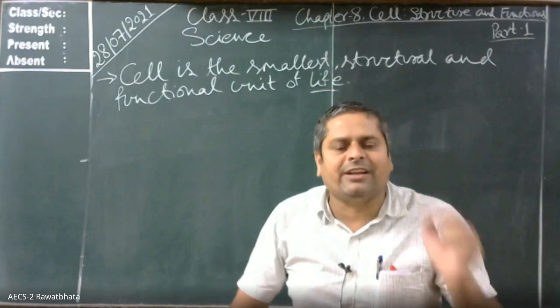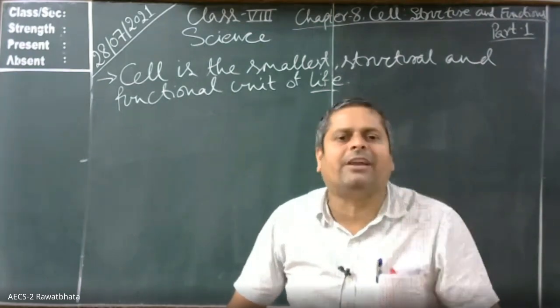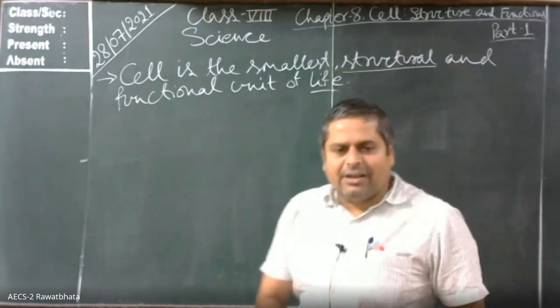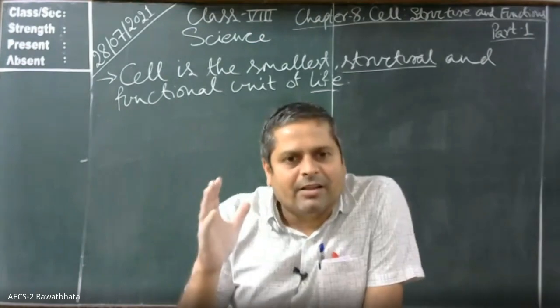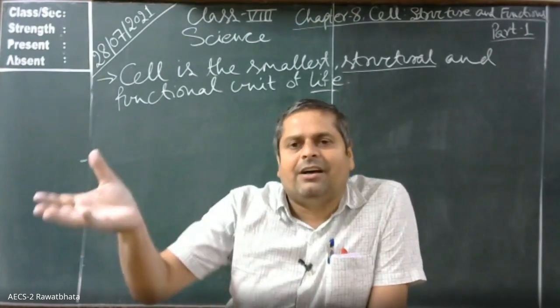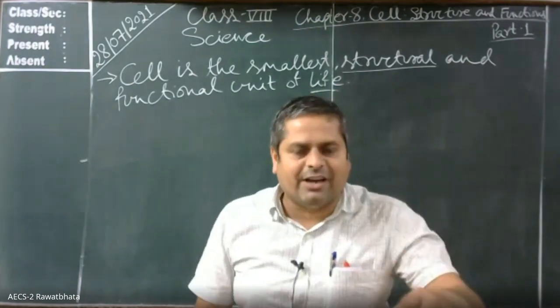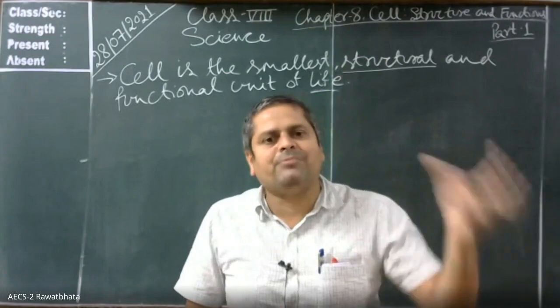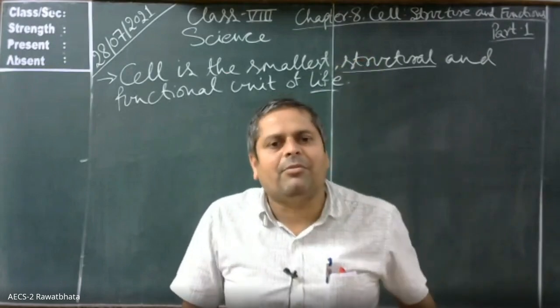Which is the smallest entity of a multicellular organism? Cell. It is the cell. Okay? And structural means structure. It is the smallest structure that is added and forms a multicellular body.